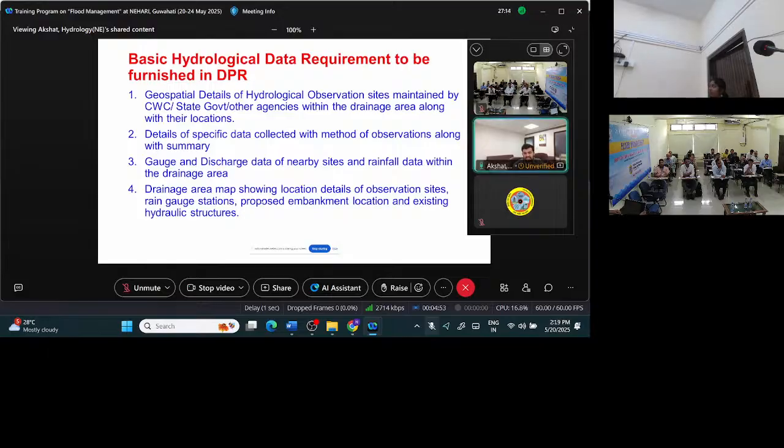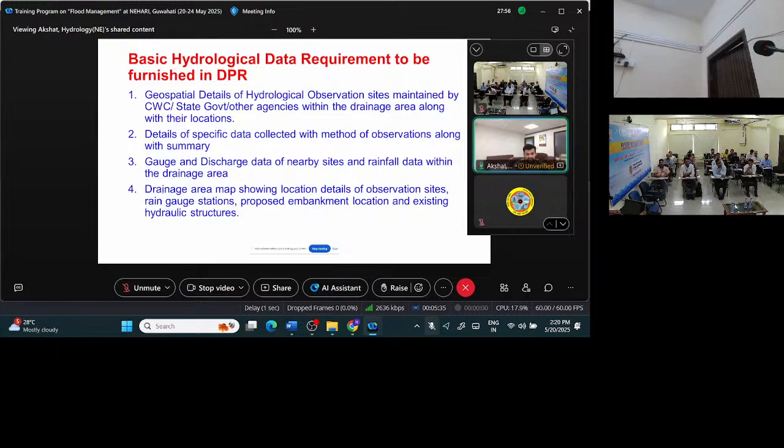Third, the gauge and discharge data of nearby sites and rainfall data within the drainage area. Consider we are designing a project at location A. However, there are two HO sites, B upstream of the project site and C downstream of the project site. If possible, that data should be collected also. And rainfall within the drainage area also needs to be collected so that we can go for internal consistency and external consistency checks.